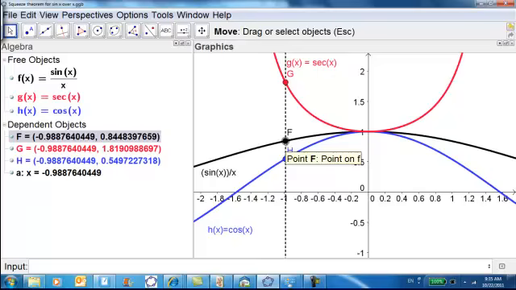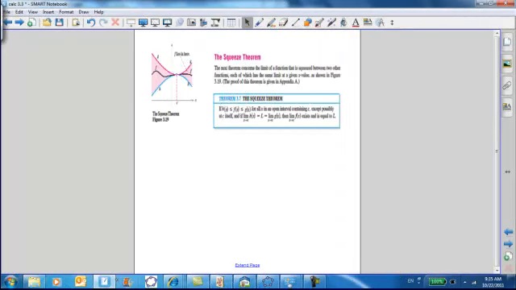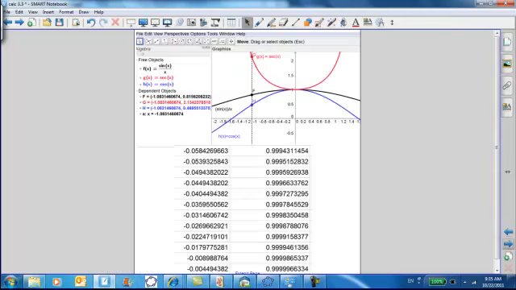Okay, that's the squeeze theorem. Let's get back to our notes. And here's some of the results. I pulled up a table from GeoGebra here so you can see that as x gets closer to 0, I did a little zooming in, the y's are getting very close to 1.